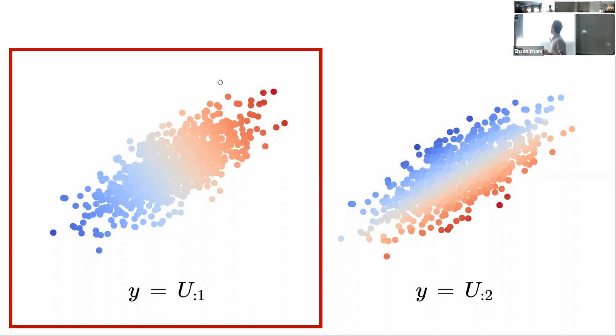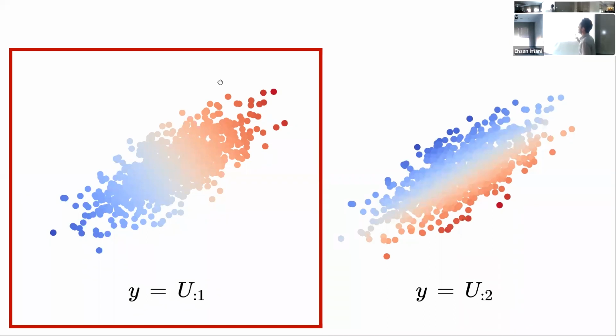And so the labels here are represented as the colors. So dark blue means negative numbers of labels, and dark red means positive numbers of labels. And on the left, the labels vary in this direction where the data is more spread out. So they range from negative up to zero in the middle and positive numbers towards the top.